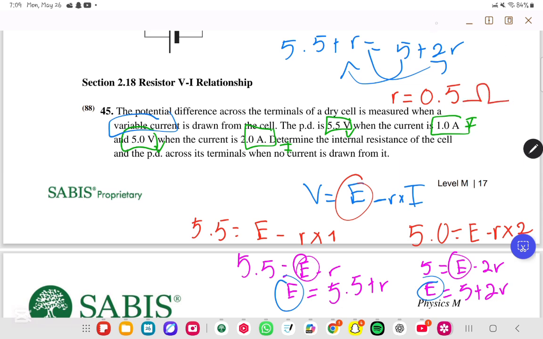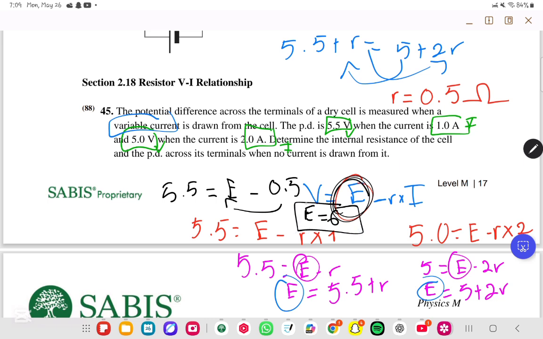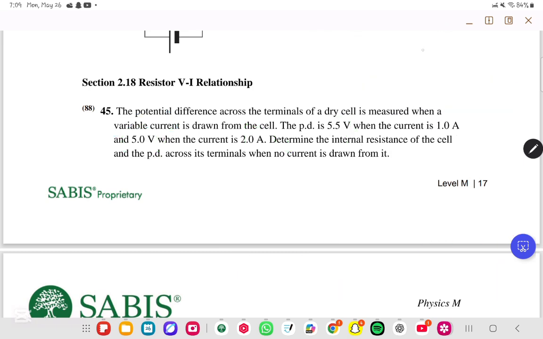However, of course, we still need to find the value of E. Just substitute it in any of the equations. For example, 5.5 is equal to E minus R times 1, which is 0.5. Move this to the other side. E is equal to 6. And just like that, you found the value of E, which is 6 volts. So, again, E is the potential difference across its terminals when no current is drawn from it, which is a constant in both of them. And then the internal resistance is R. So we know R is 0.5 and E is 6 volts.